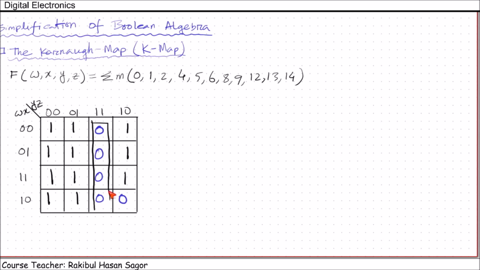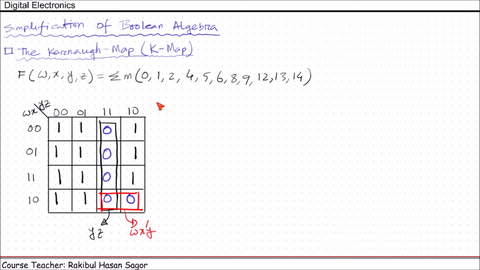We have one box here and another box is here. Now the name of this black box is, this is true for all the combinations of wx, so we can ignore wx. Y equals 1, z equals 1, so this will be yz. And the name of this red box is wx prime y.